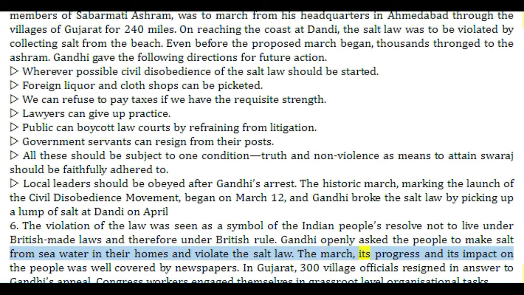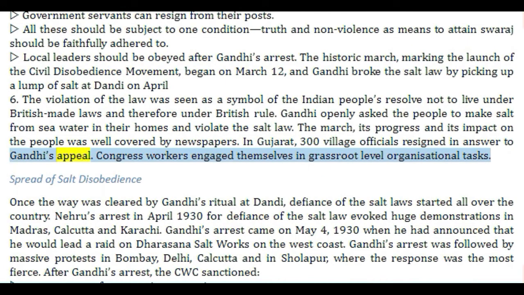The march, its progress and its impact on the people was well covered by newspapers. In Gujarat, 300 village officials resigned in answer to Gandhi's appeal. Congress workers engaged themselves in grassroots-level organizational tasks.